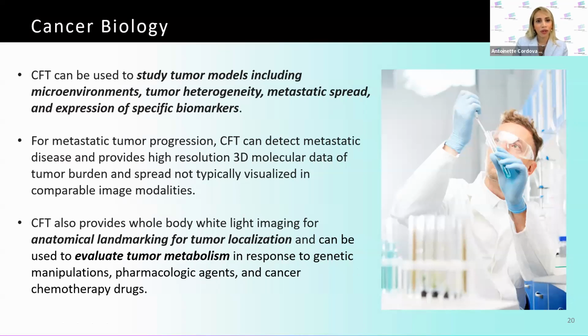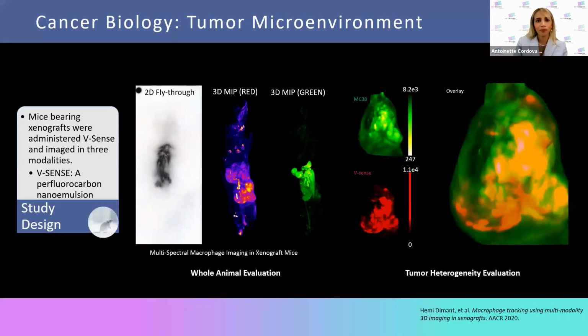Now let's look at cancer biology. CFT can be very useful when you study tumor models, including different microenvironments, tumor heterogeneity, metastatic spread, and also looking at specific biomarkers. I think CFT, in addition to the fluorescence aspect, also adds value with the white light imaging because you can anatomically landmark tumor localization and also evaluate tumor metabolism.